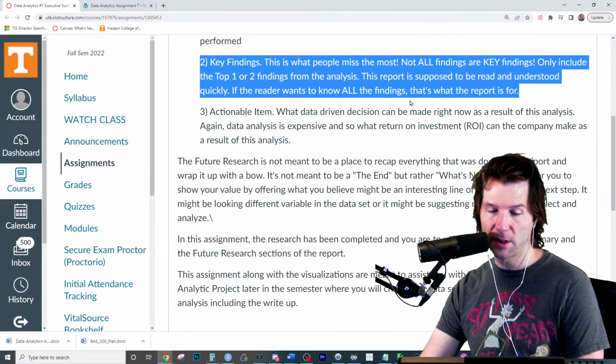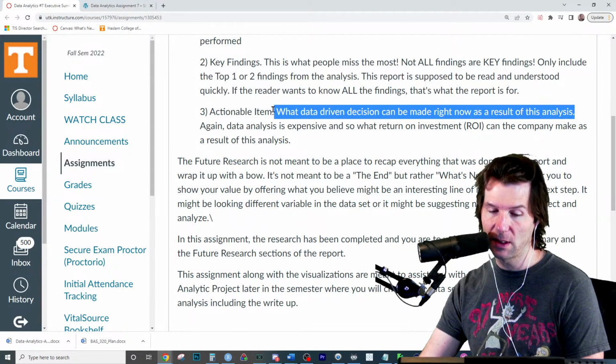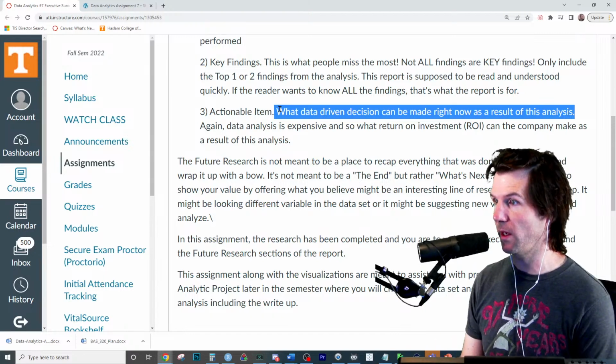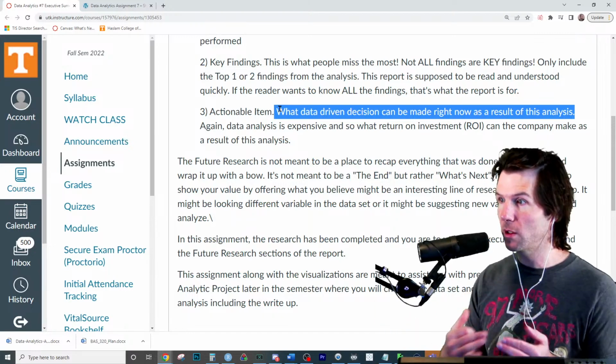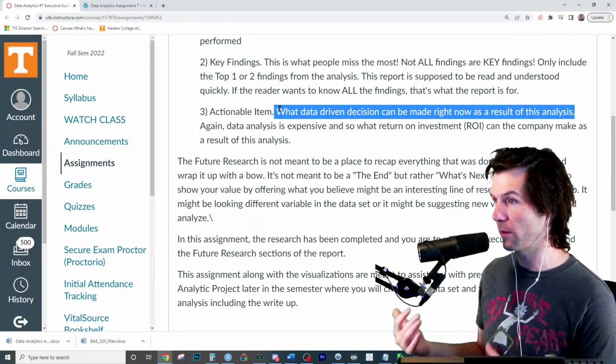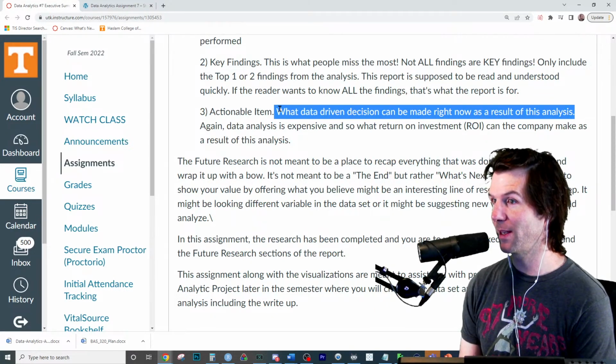So action item, what data-driven decision can be made right now, again, on the analysis. So this needs to be right here, a data-driven decision from the analysis. Be specific. Be like, okay, so we're going to do this because the data says this. That's why we do analytics, to make data-driven decisions. Data analytics is expensive, ROI, all that good stuff right there.